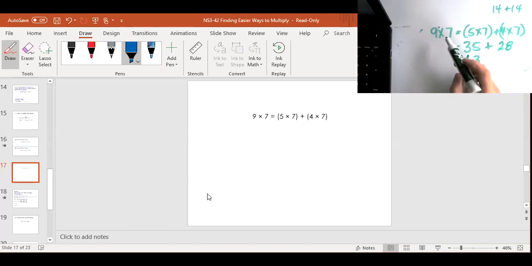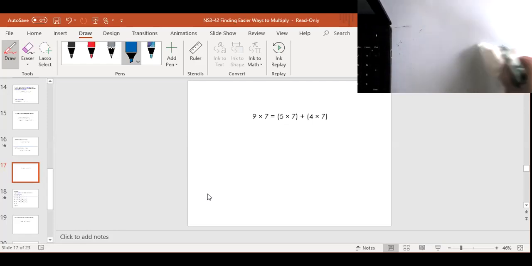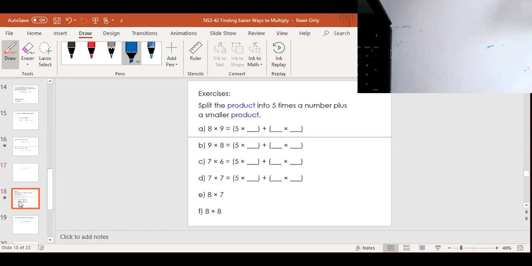They want you to break it into so that you're doing a 5. All of them want you to break it so that you take at least a 5 out. Okay, let me show you again, because it seems like it's getting suddenly complicated, but it's not really. I've got some more examples. On question number 5, there's part of it that you do in the book and part you do in your own notebook. It says split the product into 5 times a number plus a smaller product.